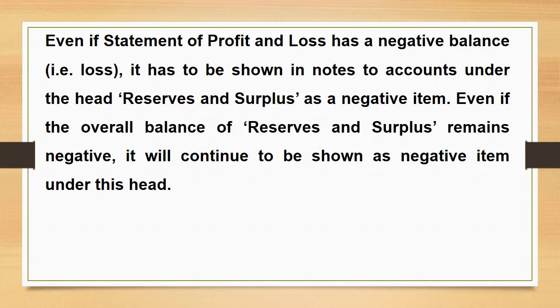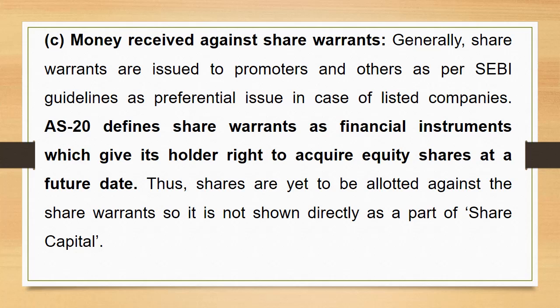Even if the overall balance of reserves and surplus remains negative, it will continue to be shown as a negative item under this head. The third part of shareholders fund is money received against share warrants. What are share warrants basically? The share warrants are issued to promoters and others as per SEBI guidelines as preferential issue in case of listed companies. AS 20 defines share warrants as financial instruments which give its holders the right to acquire shares at a future date. Thus, shares are yet to be allotted against the share warrants, so it is not shown directly as a part of the share capital.